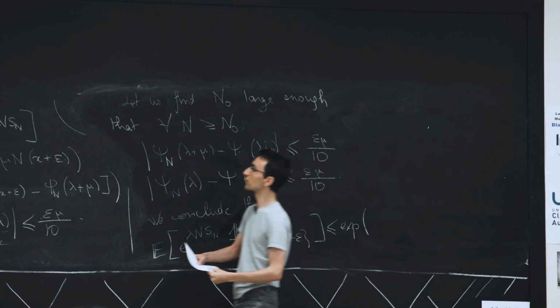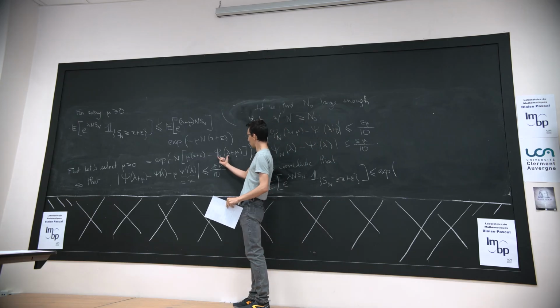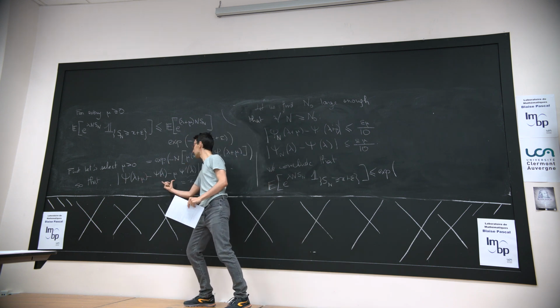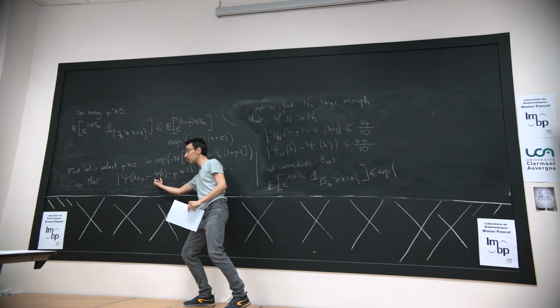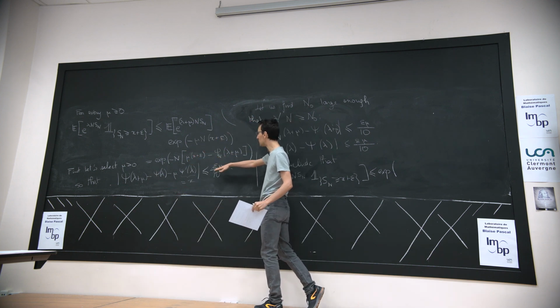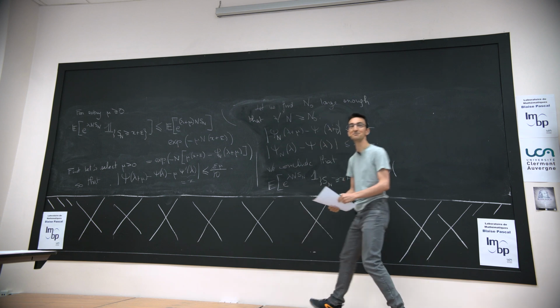Okay, so what do we do? I already said it, but we replace psi of lambda plus mu by its Taylor expansion. And then we replace psi of lambda by psi n of lambda. And we lose a small multiple of epsilon mu over 10, maybe 3 times or something.